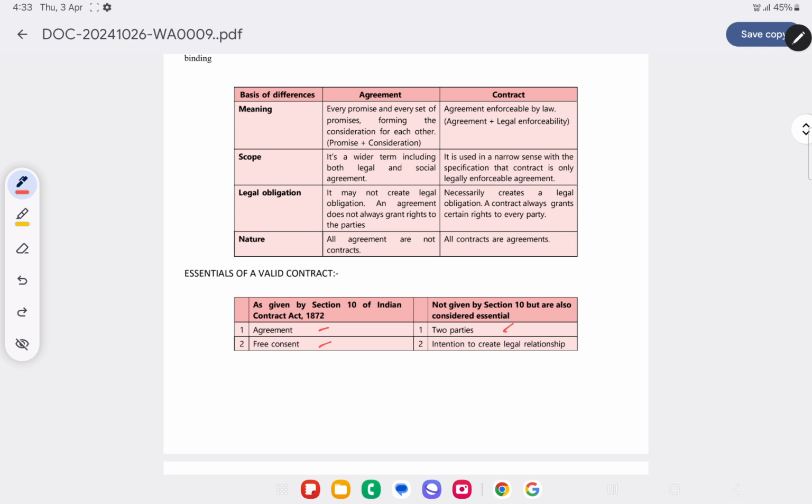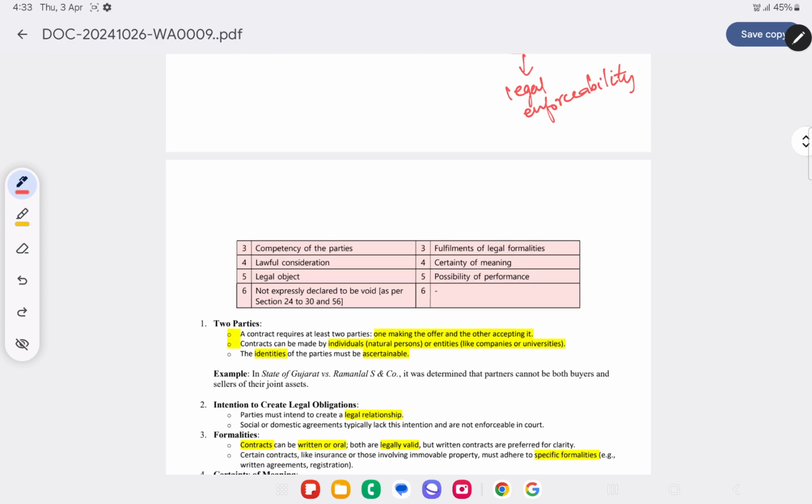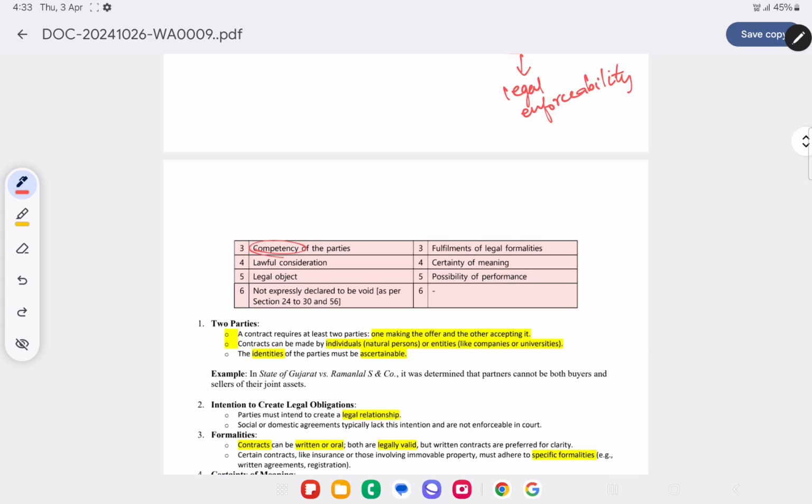So there has to be an agreement and there has to be free consent, and there must be at least two parties. A person cannot enter into a contract with himself. There must be some intention to create legal relationships, meaning there has to be legal enforceability. Agreement and legal enforceability for it to be a contract. And there has to be free consent, which we will see in detail later on. And competency of parties. Parties must be competent to contract, and they will have to fulfill all the legal formalities. There should be lawful consideration, a legal object, and it should not be expressly declared as void.